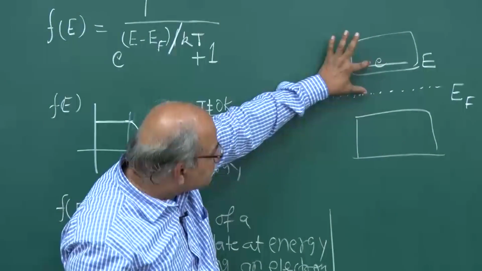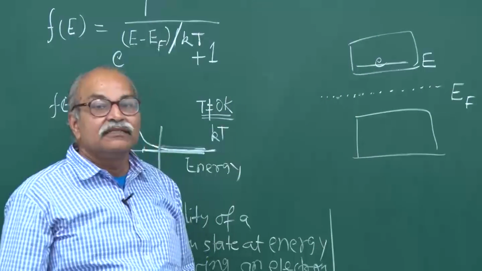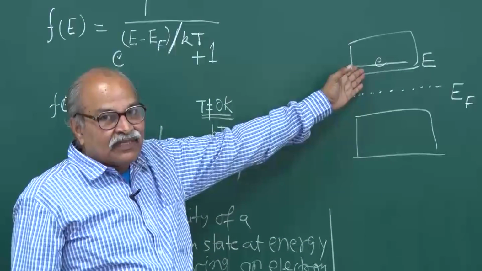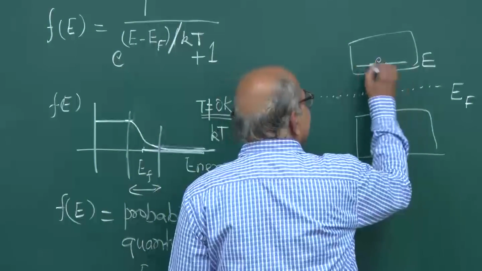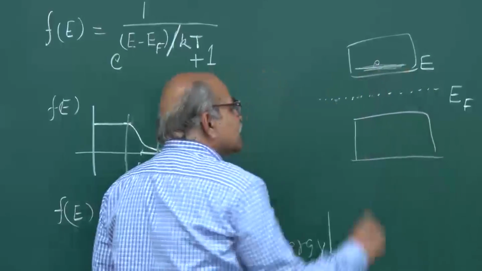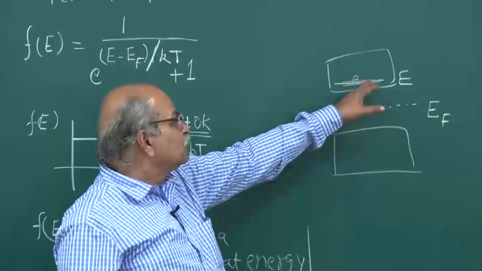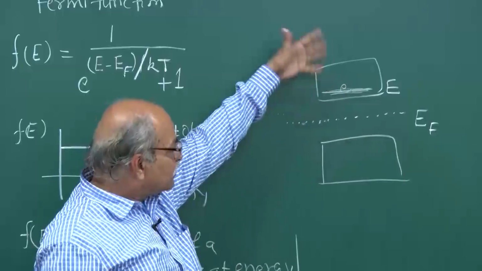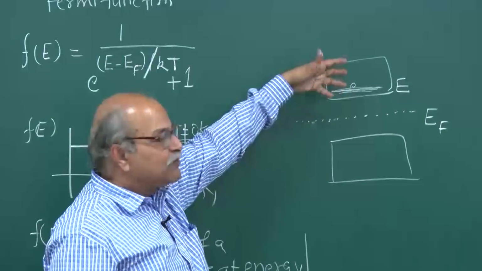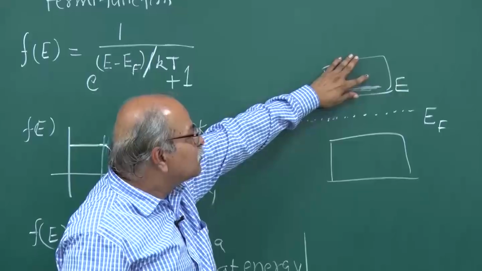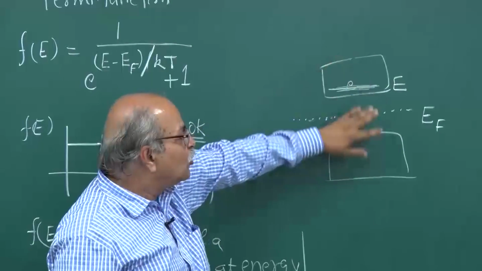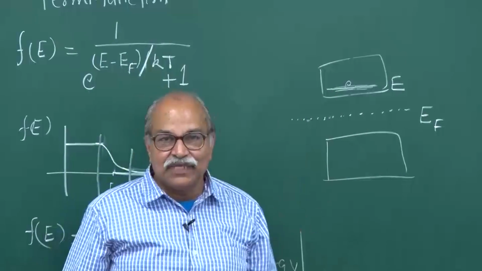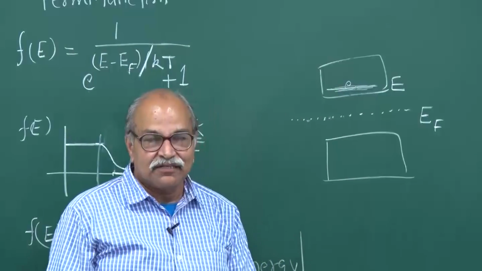So, this is E minus EF. That decides the probability of these quantum states getting populated. Then how many quantum states are there at this energy or very close to this energy, and for each of those quantum states you will have this probability, and then you can integrate over all the quantum states and so on and so forth, and one can calculate how many electrons you expect here and how many holes you expect here.